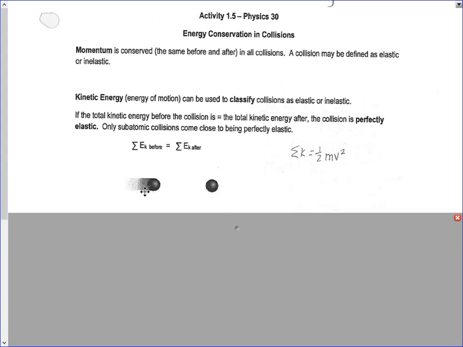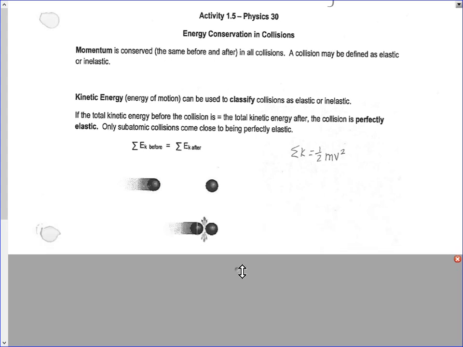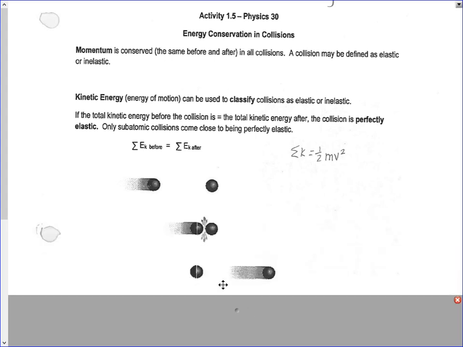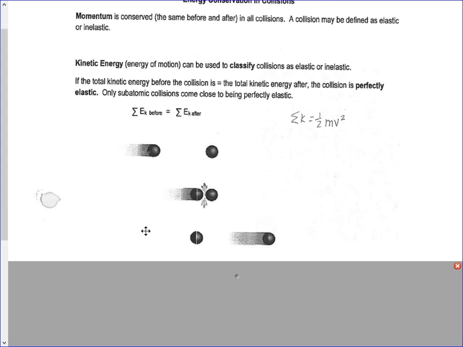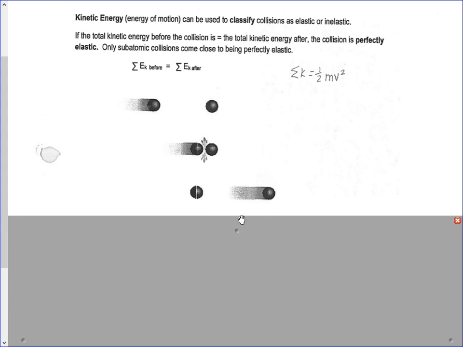In this case, for example, we have one ball moving, one ball stationary. So this would have kinetic energy, and the stationary one would have no kinetic energy. Upon their collision, now the first object has no kinetic energy, and the second object has kinetic energy. If this were an elastic collision, then all of the energy from object 1 would be imparted to object 2. If it were inelastic, then some of that energy would have been lost.